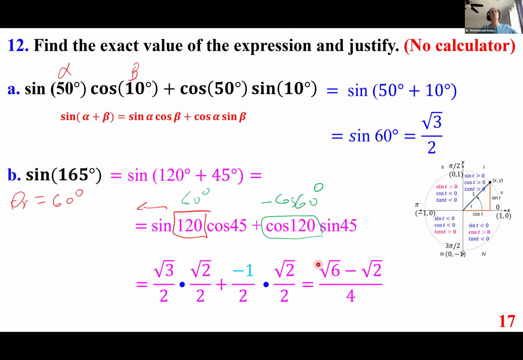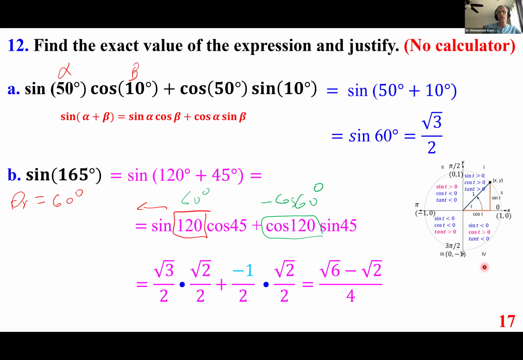No calculator. So a quick recap for this page. Simply put, sine of alpha plus beta is used.